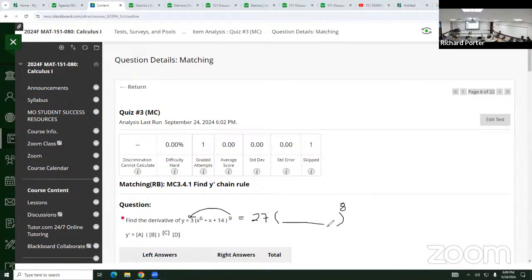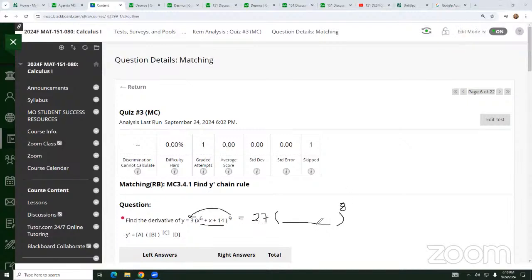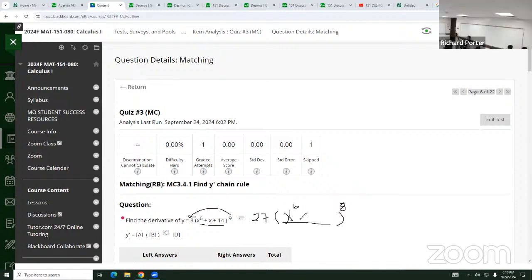What do you do with this inside stuff? It's the chain rule: there's a function inside another function. So I just did the derivative of the outside to get the 27. But what do I do with the inside? I keep it the same. I have a choice. I can either leave it the same or I can take the derivative of it. In this case, I leave it the same.